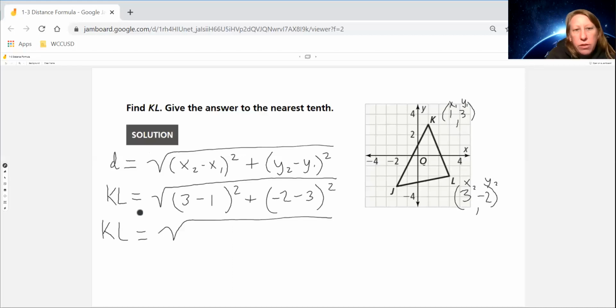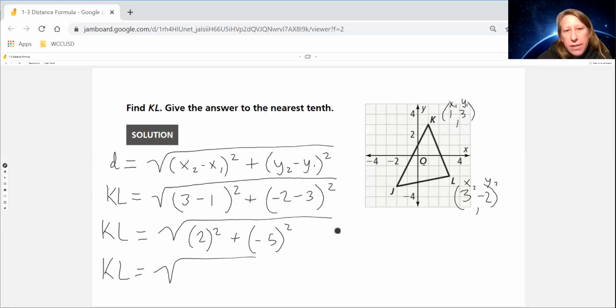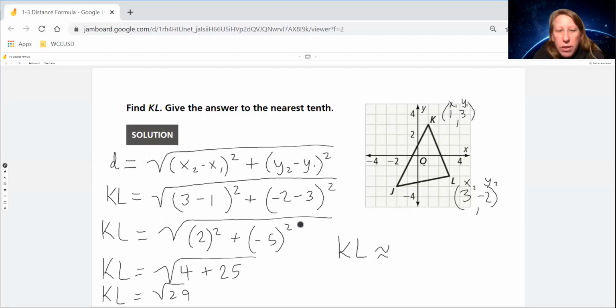Be careful with your integer work. 3 minus 1 is 2, so this is 2 squared. -2 minus 3 is -5. Distance is always going to be positive, so the squares in here are really nice, because if there's a negative number inside, it's going to make it positive after you square it, because a negative times a negative is a positive. Then we find that KL is the square root of 29.